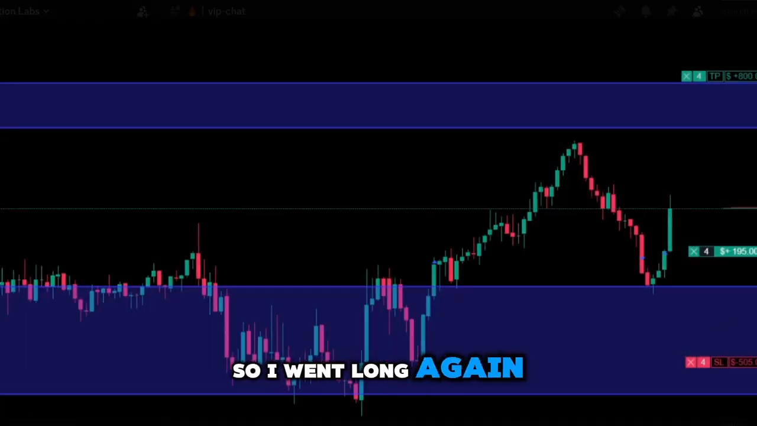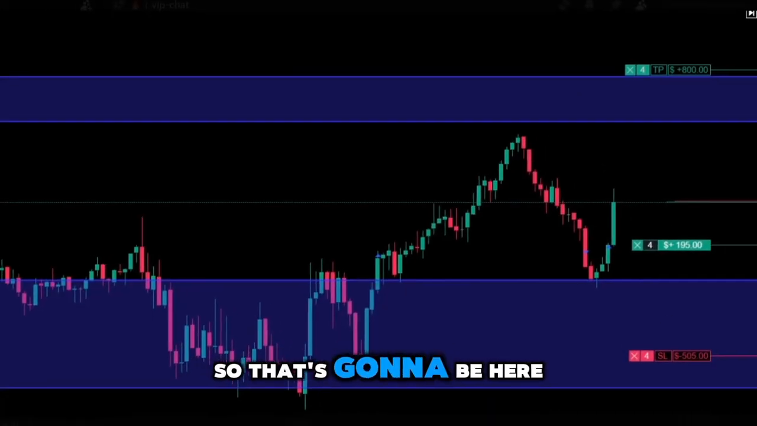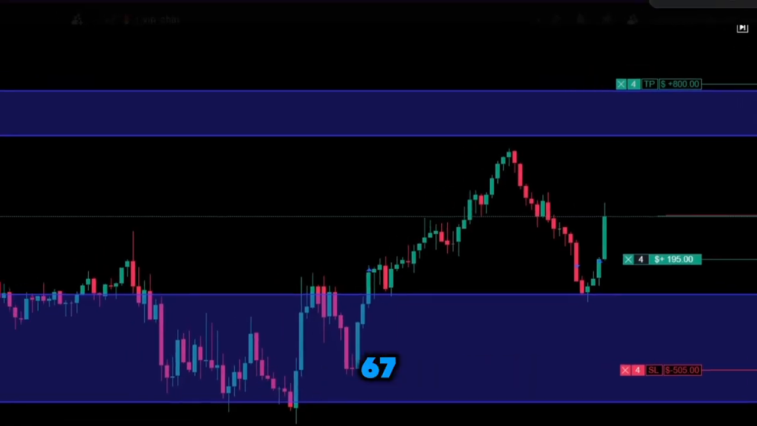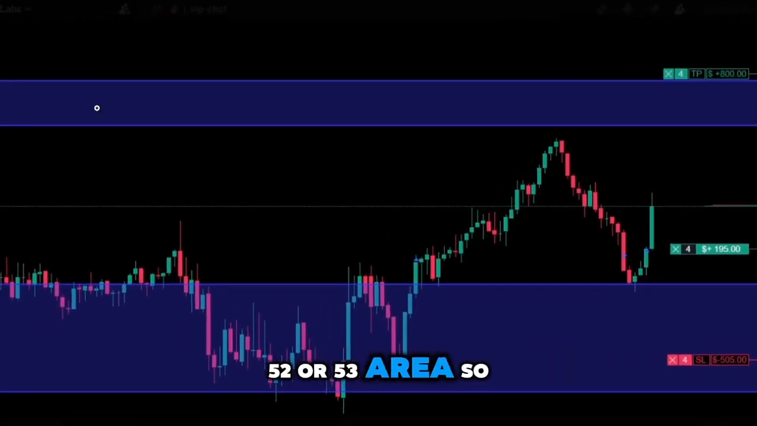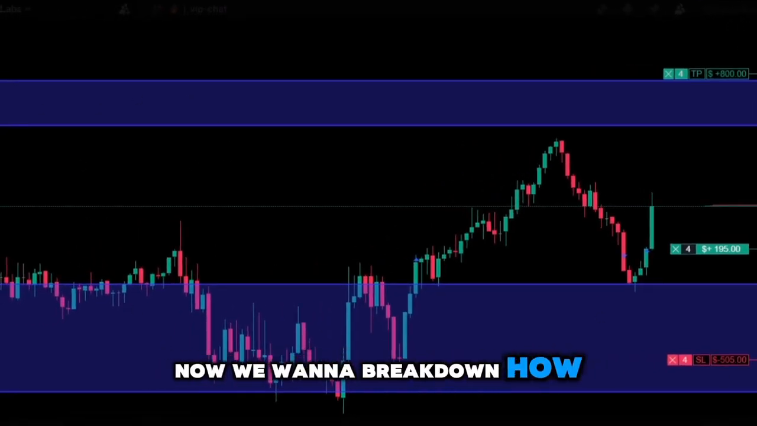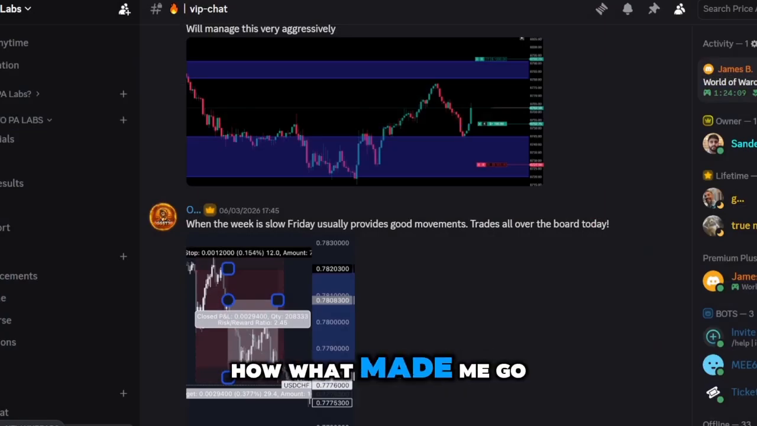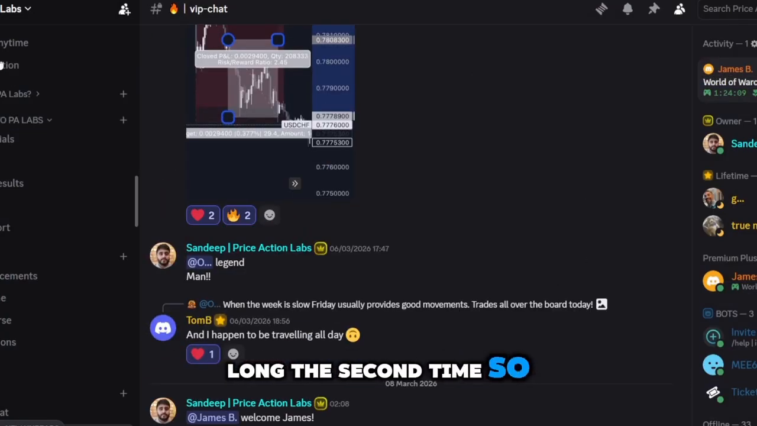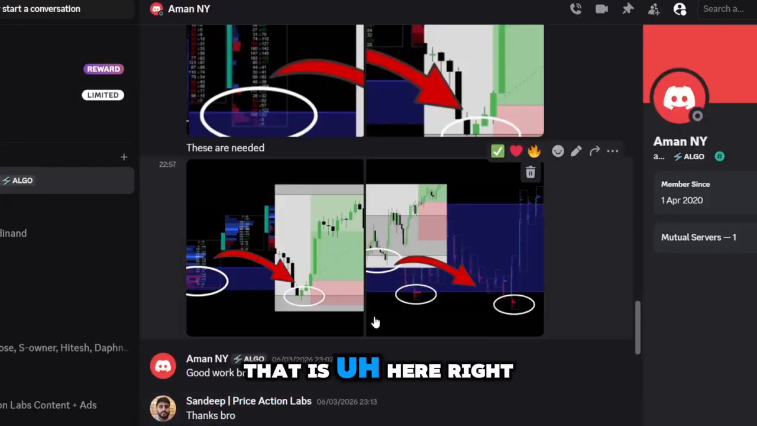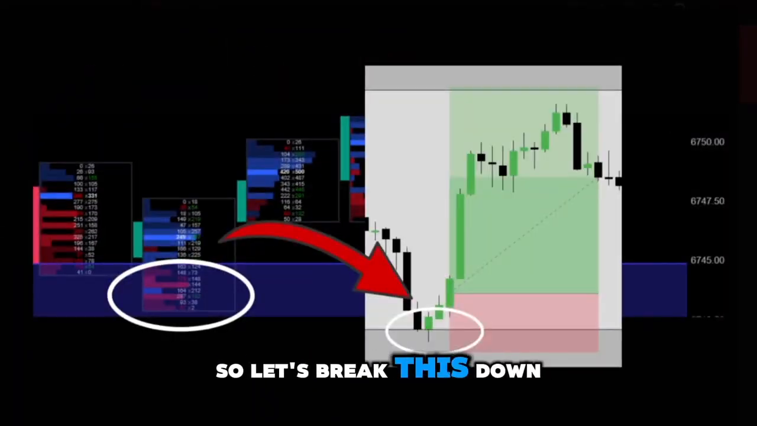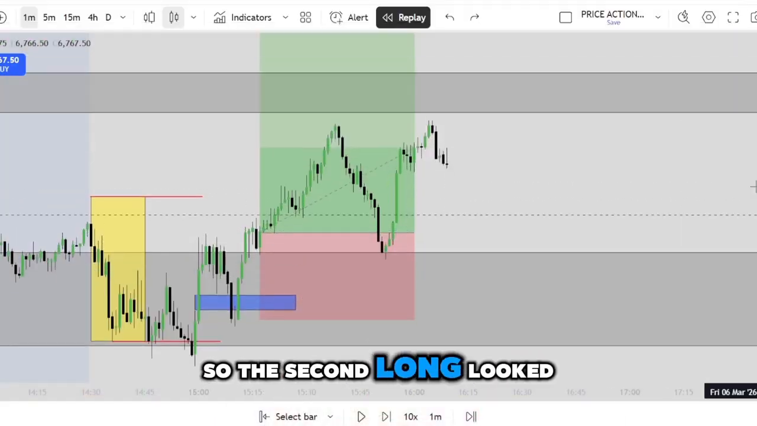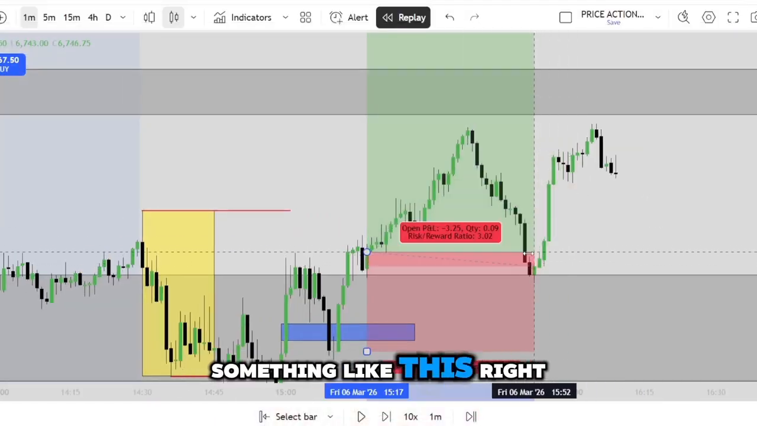So I went long again at 52. That's going to be here, 67.52 or 53 area. Now we want to break down how this formed. What made me go long the second time? That is here. So let's break this down. The second long looked something like this.